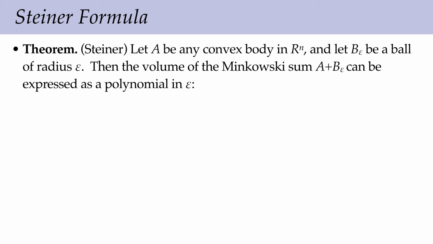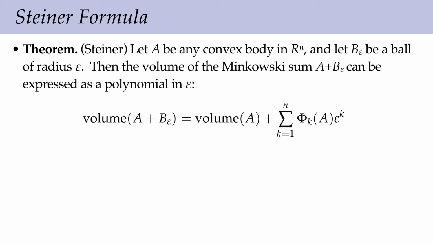Okay? So, Steiner has this nice formula that says if A is any convex body in Rn and B sub epsilon is a ball of radius epsilon, then the volume of the Minkowski sum A plus B epsilon can be expressed as a polynomial in epsilon. In particular, the volume of A plus B epsilon, meaning the Minkowski sum, is equal to the volume of A plus the sum from k equals 1 up through the dimension of the space of capital phi sub k of A times epsilon to the k.